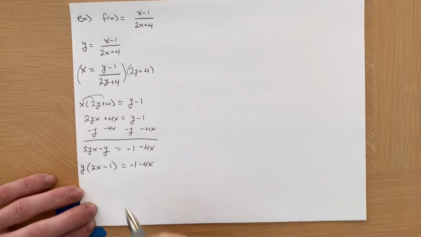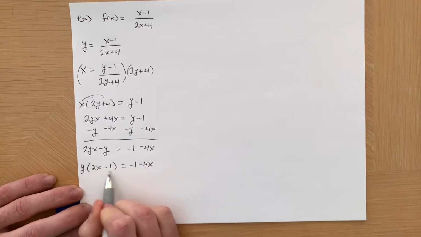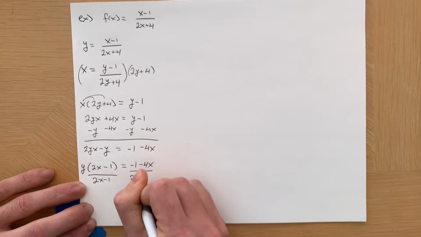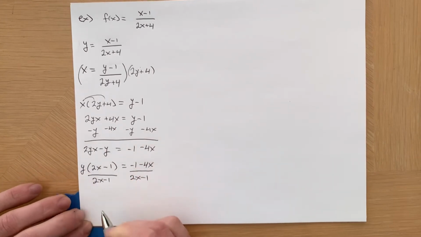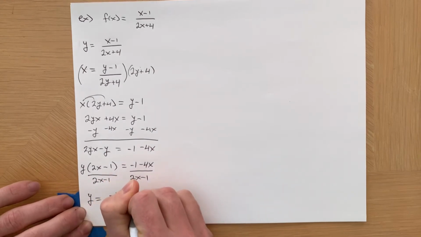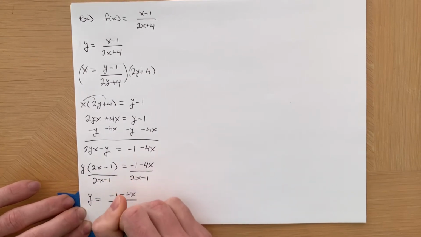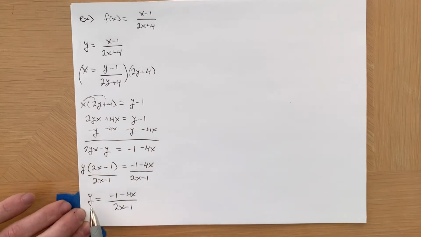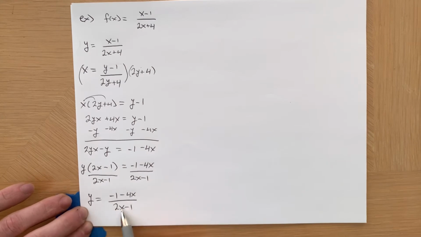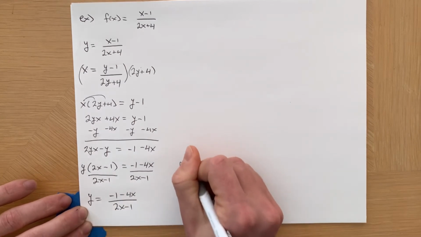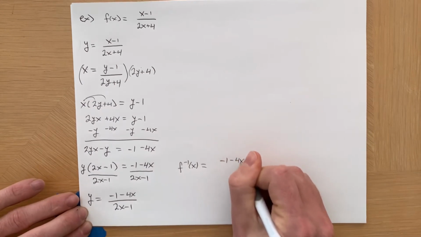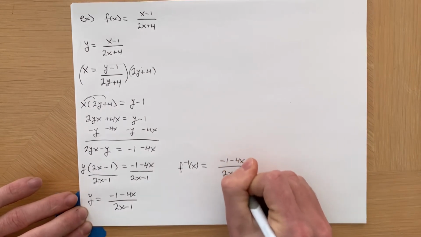Okay, and then the last thing to do to get y alone is, well, it's being multiplied by this piece, the 2x minus 1. So let's just divide the 2x minus 1 into both sides. So it cancels on the left, we just get y. And on the right, we're going to have minus 1 minus 4x all over 2x minus 1. And again, once you do this step where you solve for the y after replacing the x's and the y's, this is going to be your f inverse. So our f inverse of x is equal to minus 1 minus 4x all over 2x minus 1.